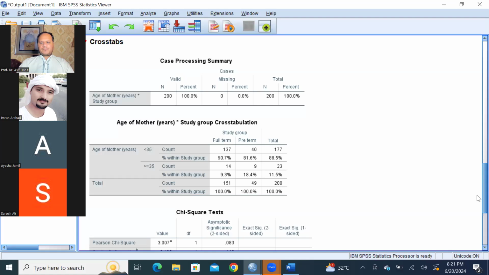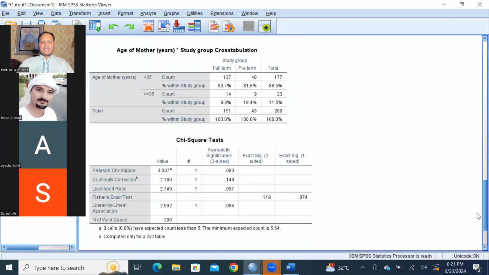So if you see, again, such a summary is being generated. Mother's age less than 35, this is greater than 35, full term and preterm. Here is the chi-square test that is applied. The value of the chi-square test is 3.007. Degree of freedom is 1. 0.083 is the p-value. But before reporting this p-value, you need to read the footnote of this table.